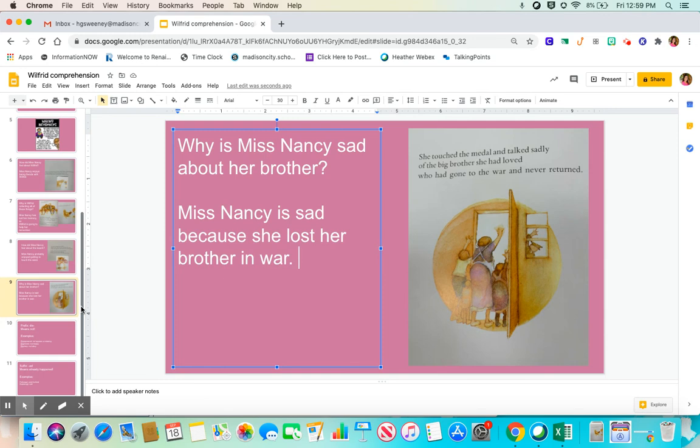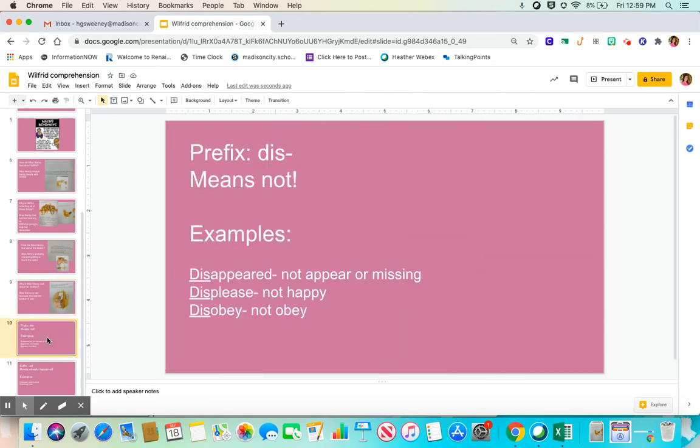Now, we're going to talk about two more things today. We're going to talk about some prefixes and a suffix. First, we're going to talk about the prefix dis. Now, a prefix is a word part that goes in front of an entire word. So the prefix here, dis, would go in front of a word, and it means not. So some examples would be disappeared, not appearing, or missing. Displease, not happy, or disobey means not obeying or not doing what you were told to do. So when we put dis in front of these words, it changes the meaning of the word to mean not whatever the word means. Okay?